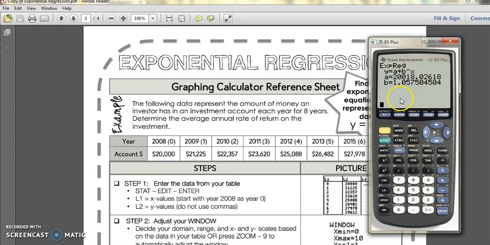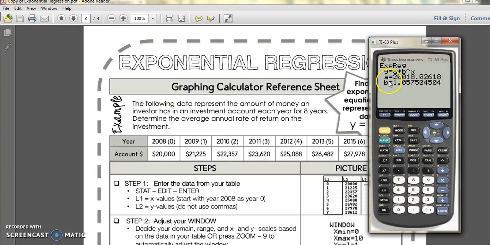If we look at what the calculator gave us, here's our exponential equation, y equals a times b to the x. Our start is $20,018.02, rounded to the nearest cent, and our growth factor is 1.057575. So on the calculator our start is 20,018, and on our chart our start is 20,000. What's the difference between these two? The calculator is putting in a curve of best fit, similar to our line of best fit.